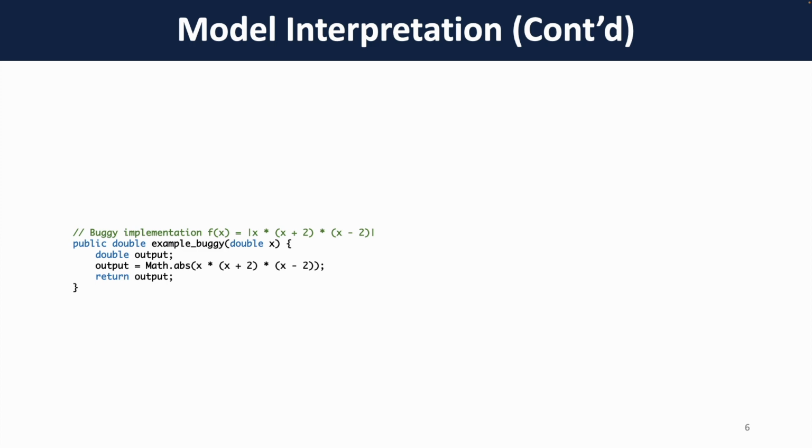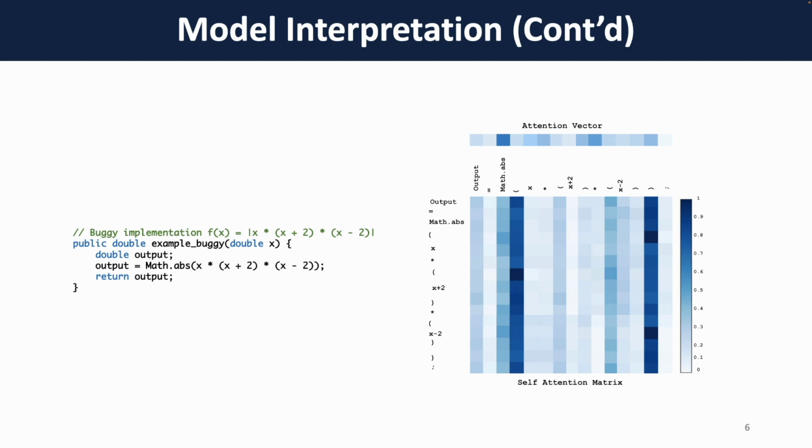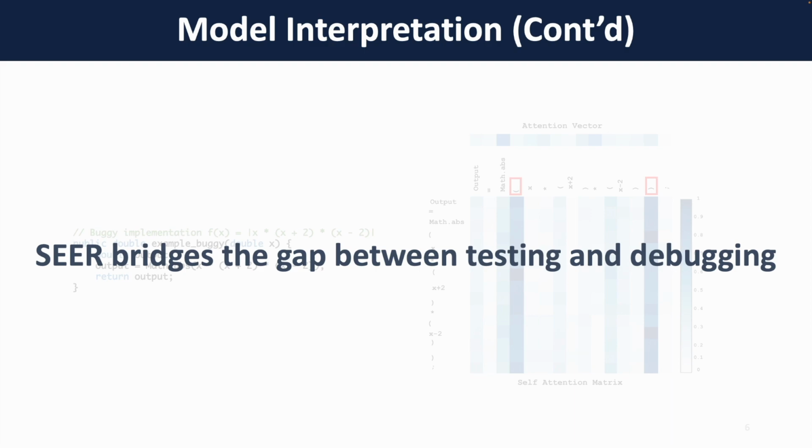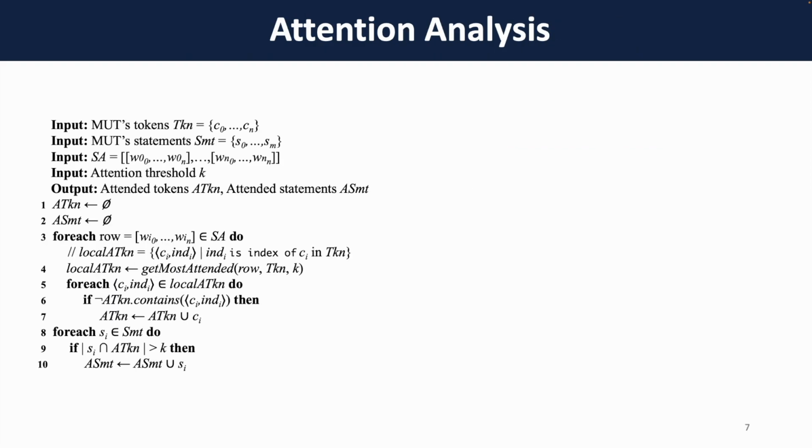For instance, let's consider the buggy implementation we have discussed earlier. As you can see from these attention weights, if the model looks at the open and close parentheses to make a prediction, it would be enormously helpful for the developer to root cause the bug. In short, we can say that SEER bridges the gap between testing and debugging. Next, we will discuss more about the attention analysis algorithm of SEER.